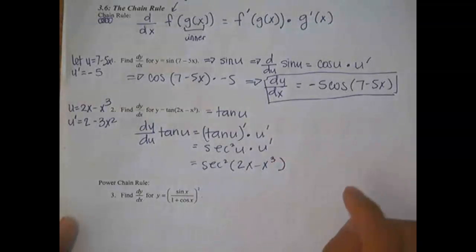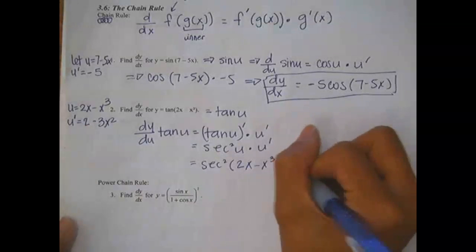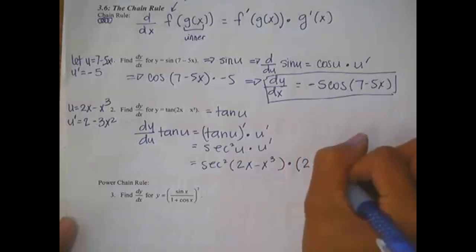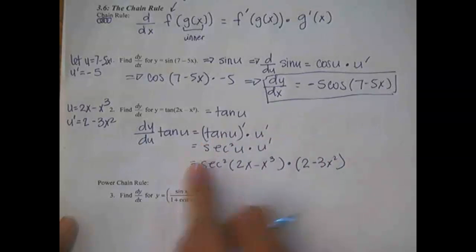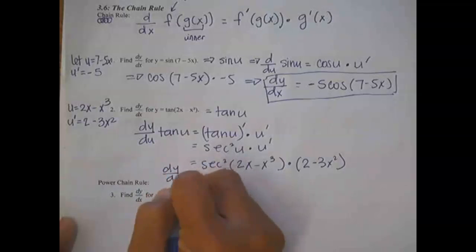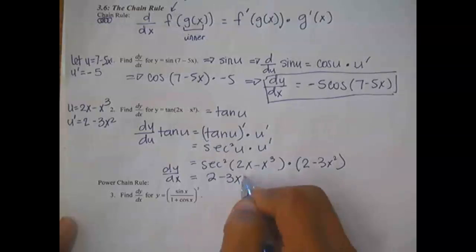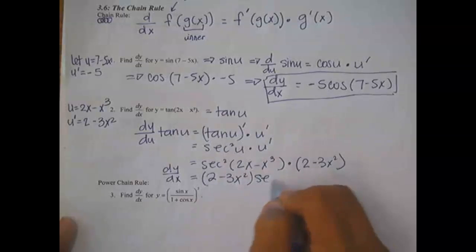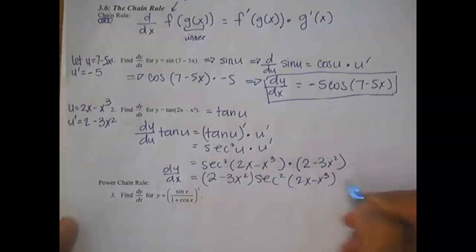Then u prime is going to be times this piece. So times 2 minus 3x squared. Okay? Well, just to make it pretty, I'm just going to move this to the very, very front. So my final answer of dy with respect to x is going to be 2 minus 3x squared times secant squared of 2x minus x to the third, and thus box it up.